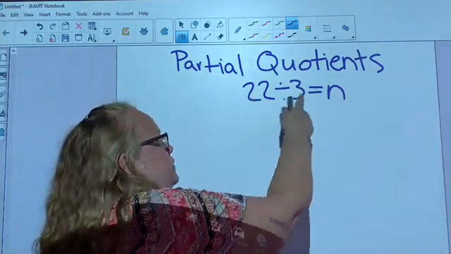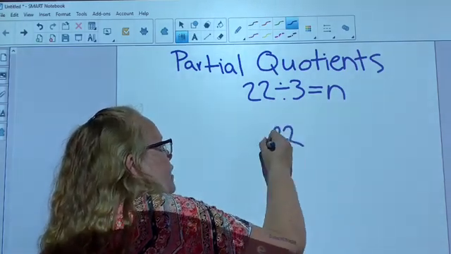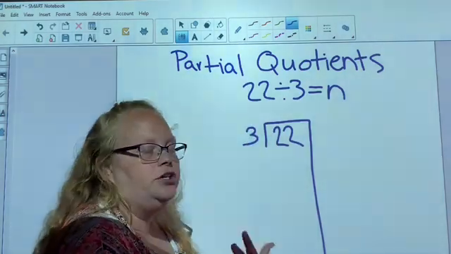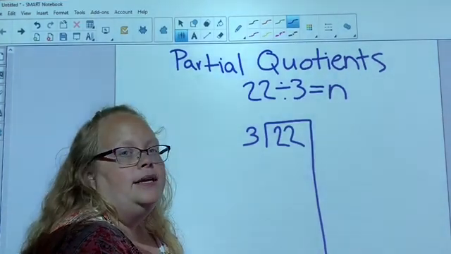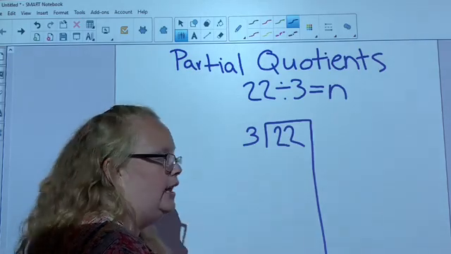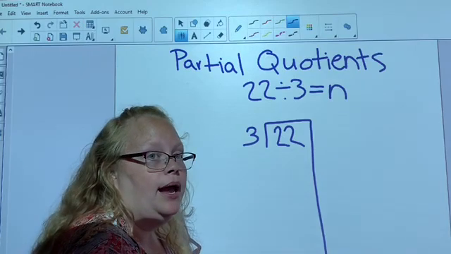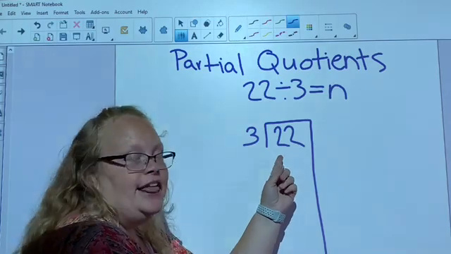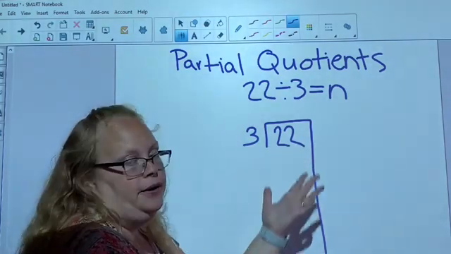We have 22 divided by 3. They would set it up with the dividend inside their house, and the 3 is the neighbor on the outside. But unlike our traditional version of division, we're going to draw a line all the way down because we're going to use this side of our paper. What's great about this is a student can pick whatever number they want to multiply by, as long as their multiplication answer is not bigger than the dividend. For example, they couldn't do 3 times 10 because 30 is bigger than our dividend.